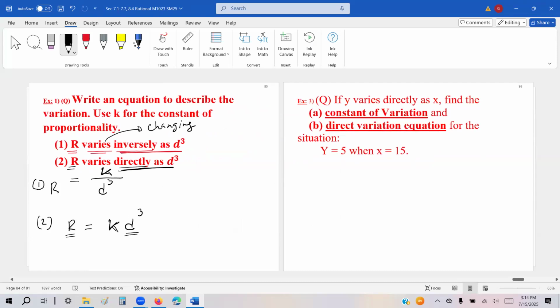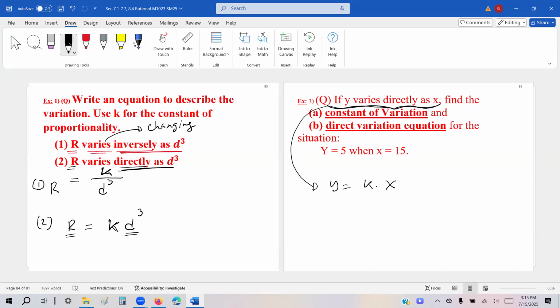Okay, the second scenario. But first, you have to write an equation for the scenario. What's the equation for this scenario? Which two things are changing? Y and X. How are they changing? Directly. So directly means Y equals what? K times X.